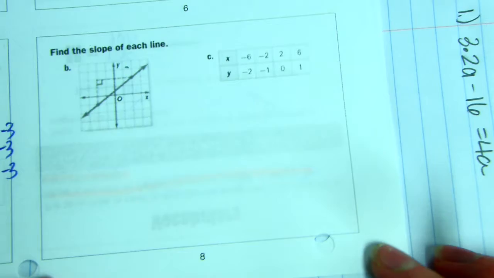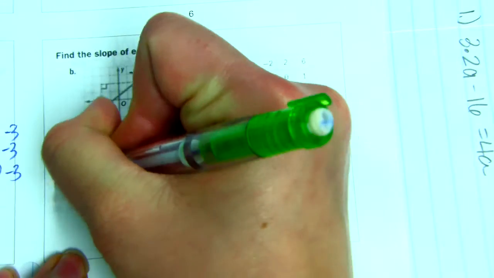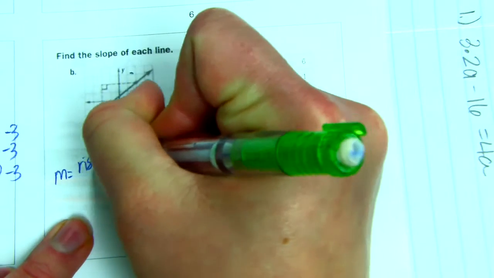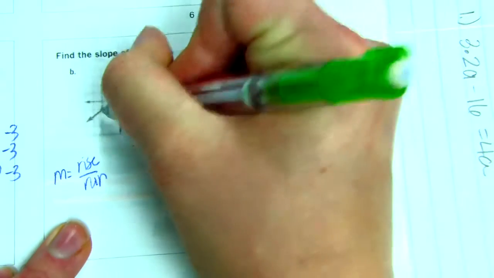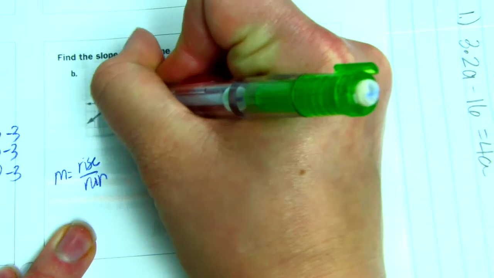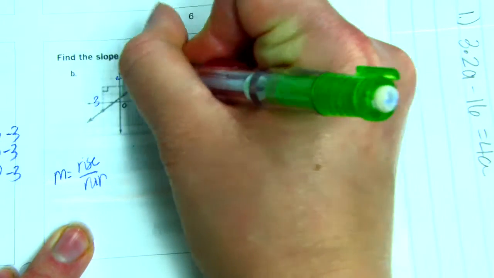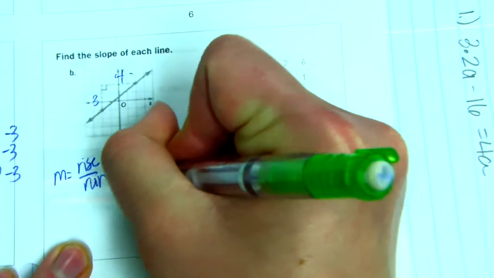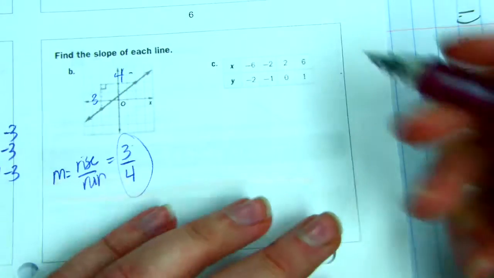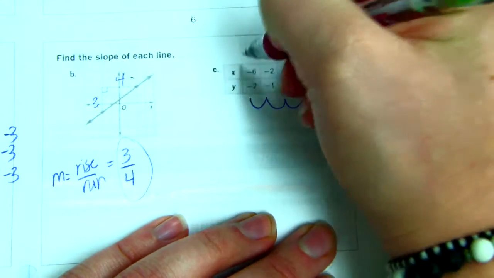So here's a little bit of review. Draw a nice triangle. M is equal to rise over run. This is going up, so it rises 1, 2, 3, and runs 1, 2, 3, 4. So it rises 3, runs 4. There's our slope.